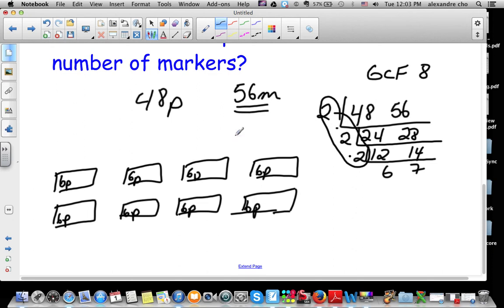Now, markers. If I have 56 markers and 8 boxes, each box will have 56 divided by 8, which is 7 markers. Each of the 8 boxes gets 7 markers. And that is our problem. So the number of boxes that she should get is 8 boxes. And if she has 8 boxes, every box will carry 6 pencils, and every box will carry 7 markers. Okay?